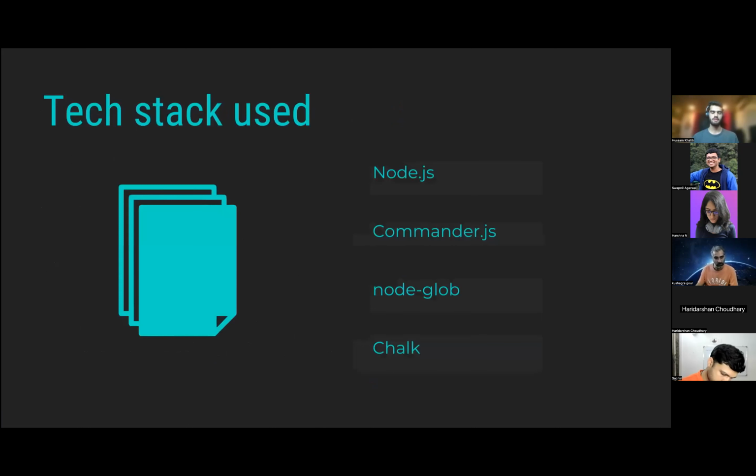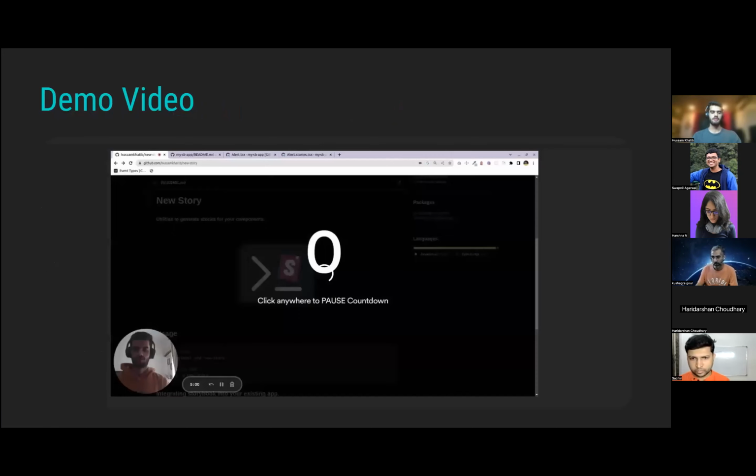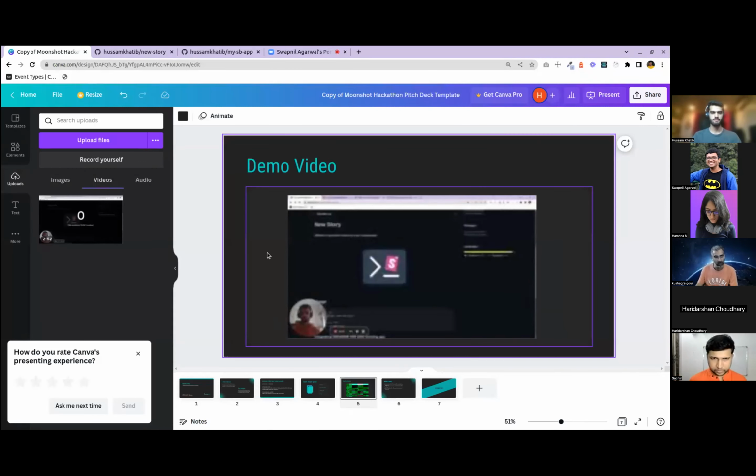And Commander for the CLI, Node block for regular expressions, and Chalk for color in the strings. And coming to the demo, I'll just quickly run the scripts since this thing is not visible. I'm running them in my terminal at the moment, and I'm pasting them.